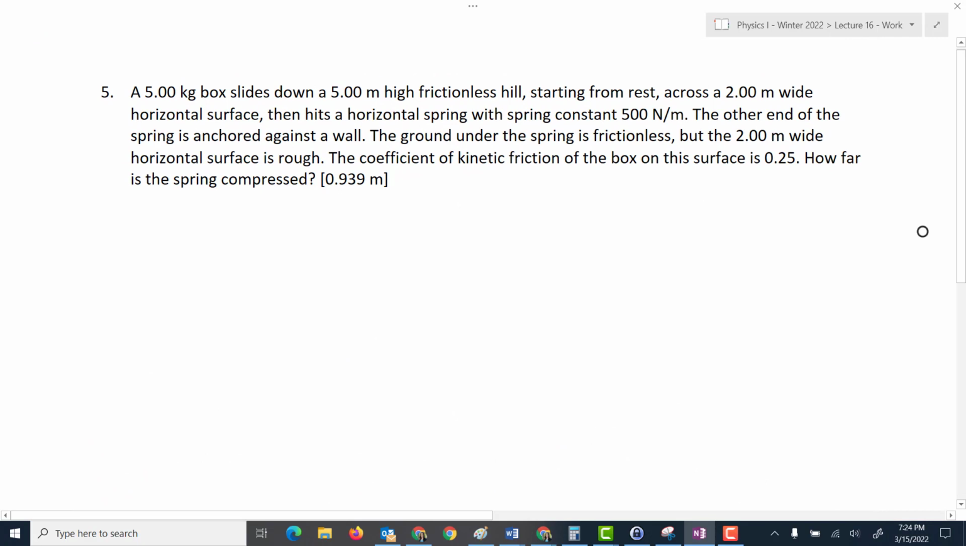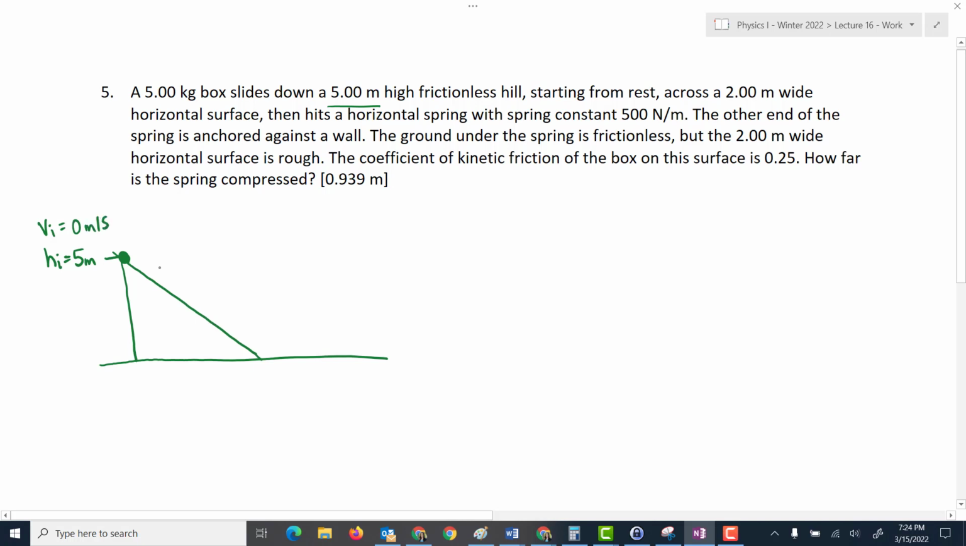A 5 kilogram box slides down a 5 meter high frictionless hill. So I'll draw it like this. Here's my box. It's sliding down this hill, so it's 5 meters high. So that's the height of it. So that means this height right here, my initial height, is 5 meters. And it starts from rest, so my V initial is 0 meters per second.